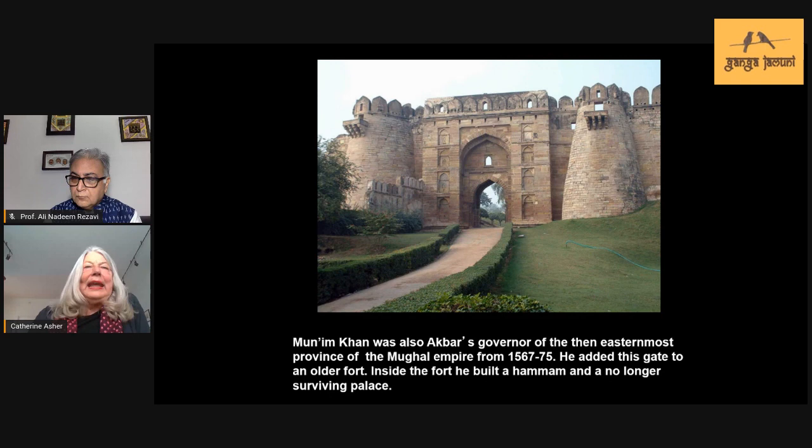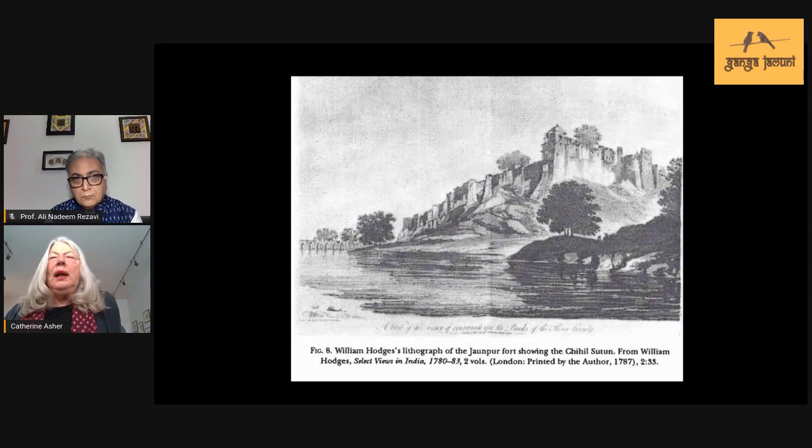He adds this gate to an older Tughlaq fort. And inside of this fort, he builds both a palace, which no longer survives, and a bath, a hammam. We do, however, have a lithograph from William Hodges, a late 18th century work, that gives us an idea of what this palace may have looked like.